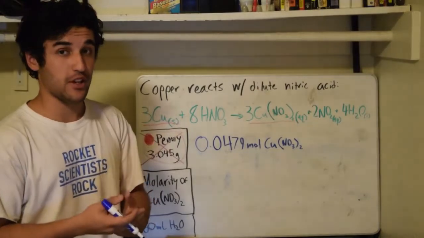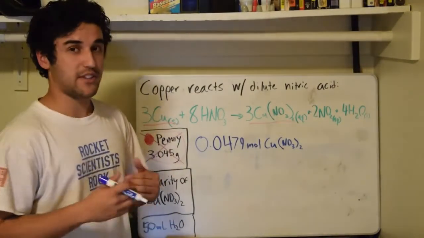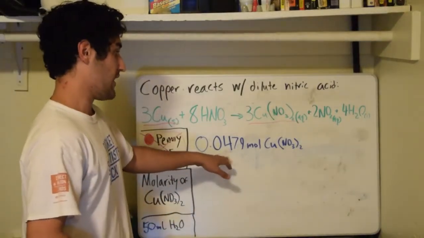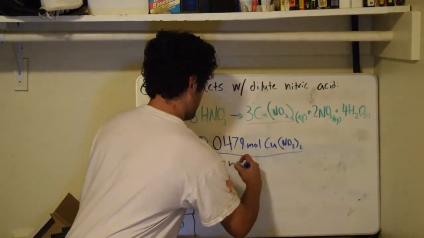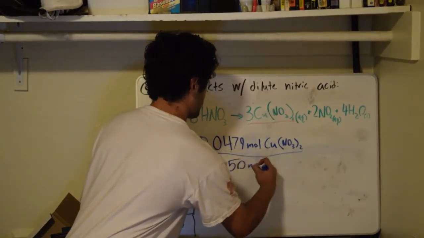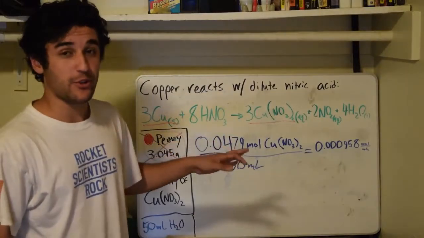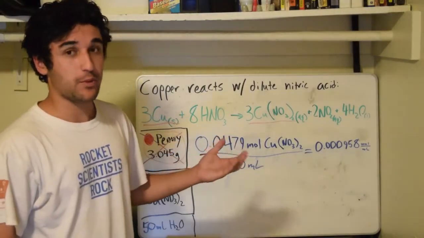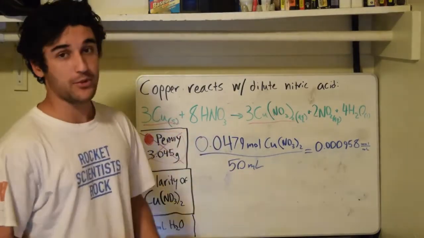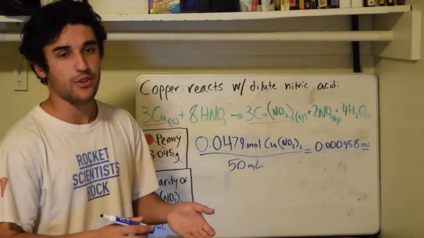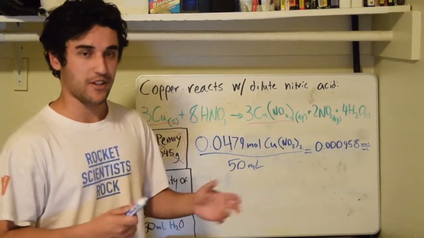So you're looking for molarity, which is moles per liter. So the next step would be to divide 0.0479 moles by 50 milliliters. That equals 0.000958 moles per milliliter. So from there, you're going to need to do dimensional analysis to get moles per liter, which is what molarity is.